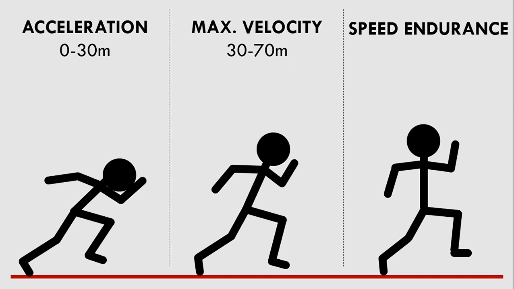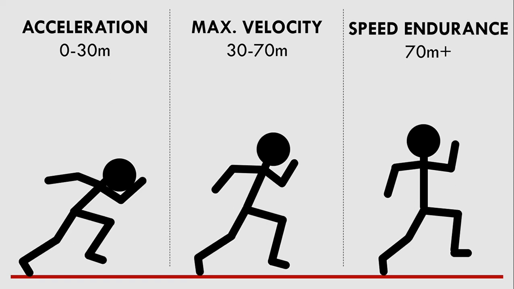And the last element of sprinting is speed endurance. This is the ability to hold maximum or near maximum velocity for an extended duration. This is important for athletes in the track events of 200 and 400 meter sprints, where a very fast velocity needs to be maintained for a long period of time.